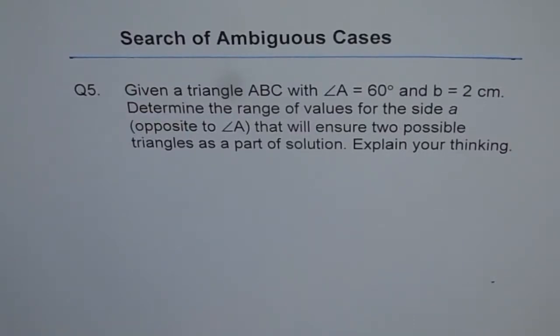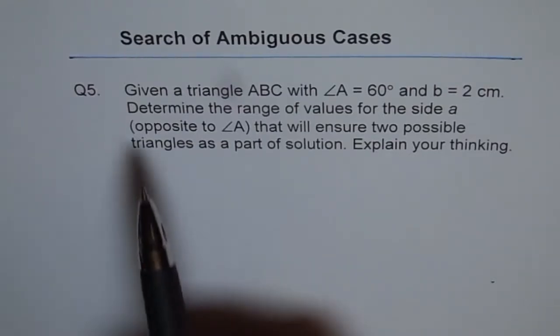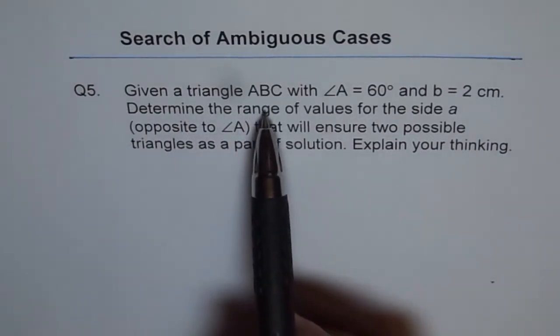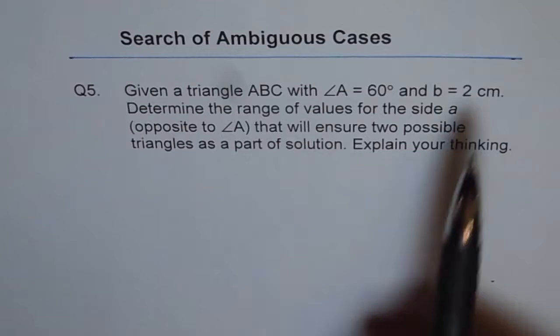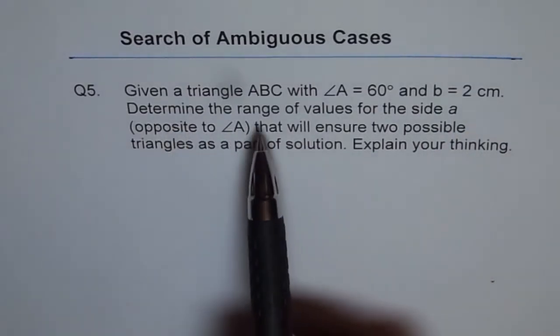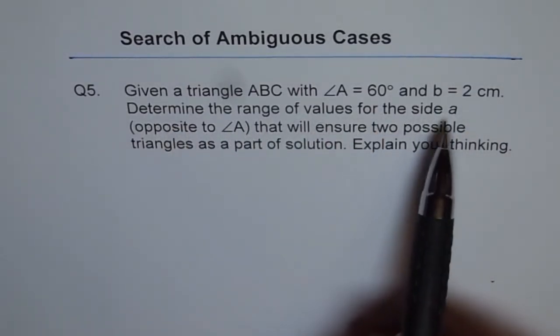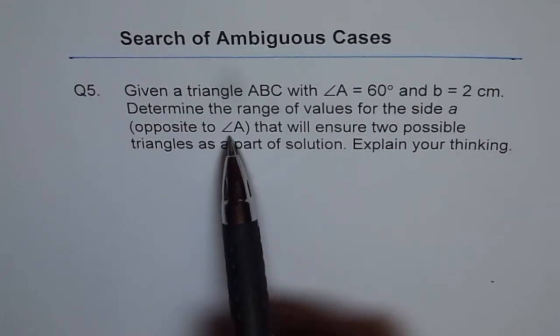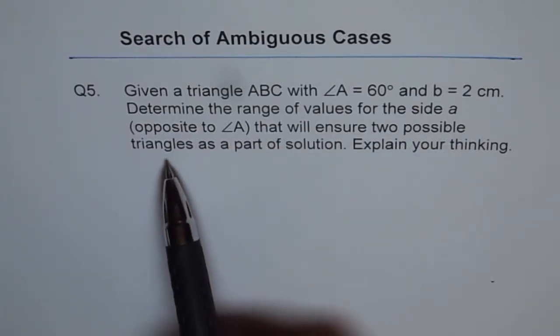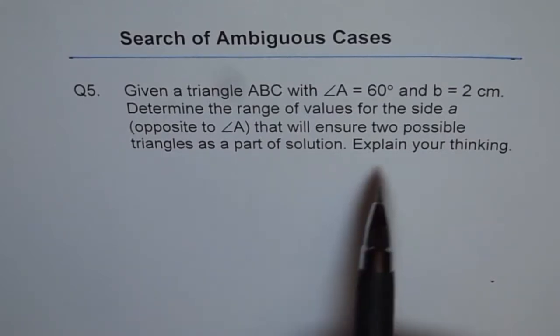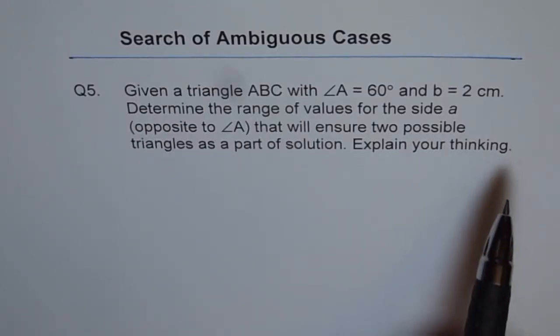Here is the last question on our search for ambiguous cases, question 5. It is a thinking and communication question. Given a triangle ABC with angle A equals 60 degrees and B equals 2 centimeters, determine the range of values for the side A opposite to angle A that will ensure two possible triangles. As part of the solution, explain your thinking.